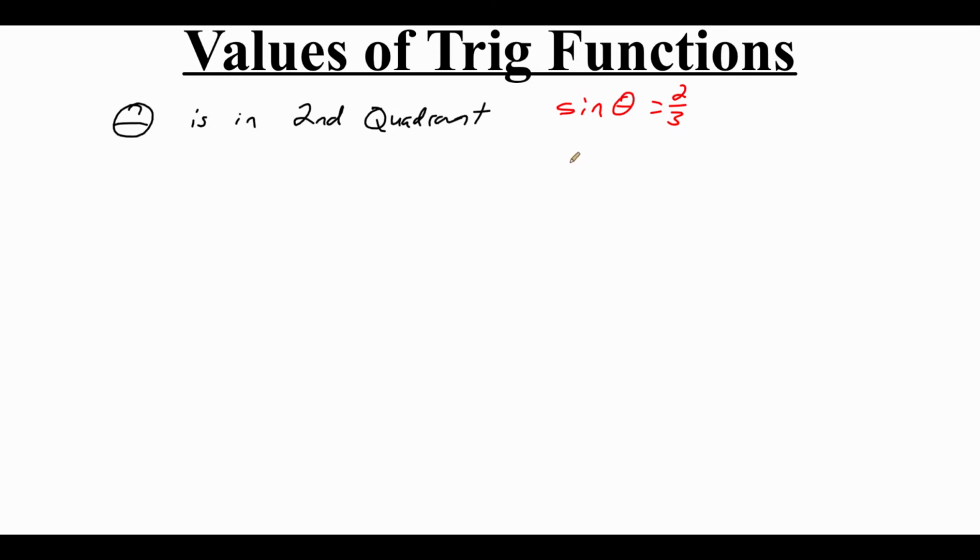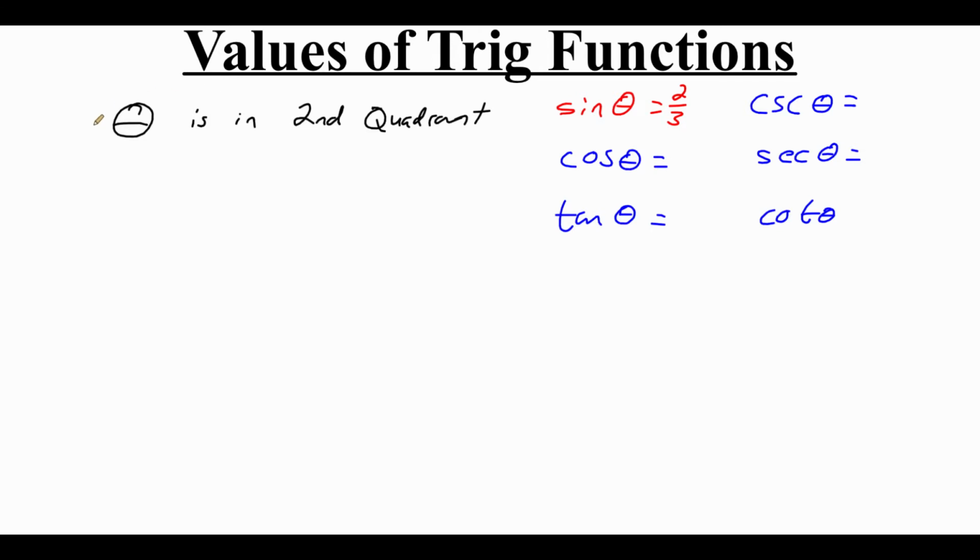So as of right now, we are missing the cosine of theta, we're missing the tangent of theta, and then we're missing our 3 reciprocal trig functions. So the cosecant of theta, the secant of theta, and the cotangent of theta.